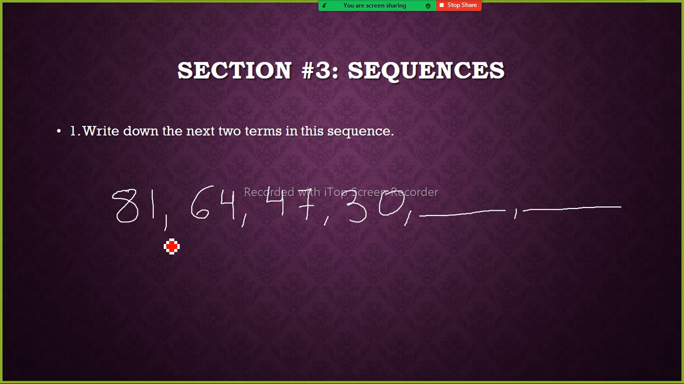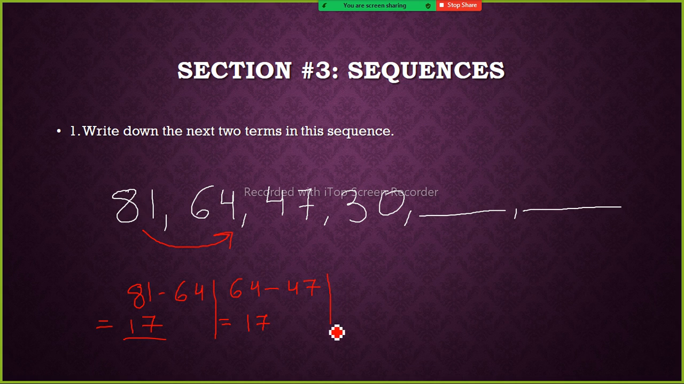How do we move from 81 to 64? So let's see. 81 minus 64 is what? 17. All right. Let's do 64 minus 47. 64 minus 47 is 17 again.